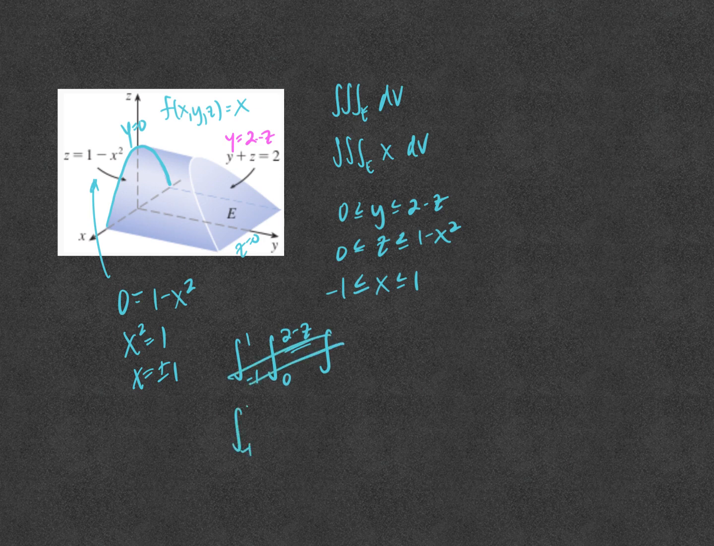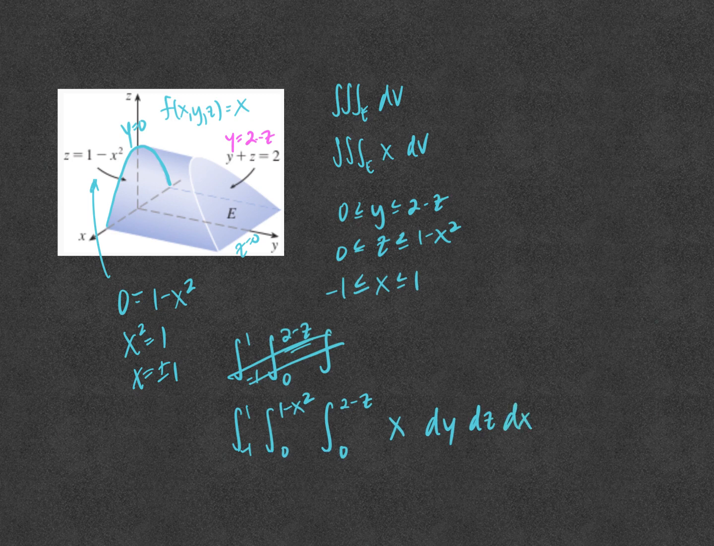We're going to say negative 1 to 1 for x. And then z has the x, which leads into the last integral, so 1 minus x squared. And then y is 0 to 2 minus z. See the z here? It has to happen before you integrate with respect to z. So our function here is x, and then we're integrating with respect to y, and then with respect to z, and then with respect to x.